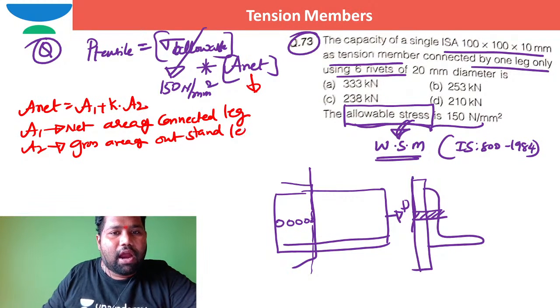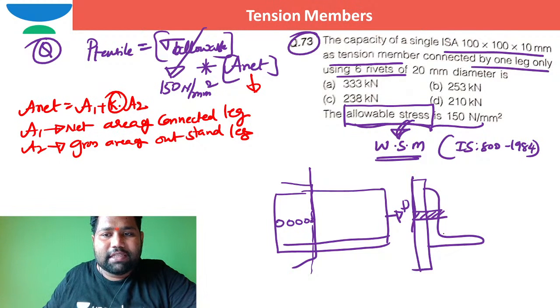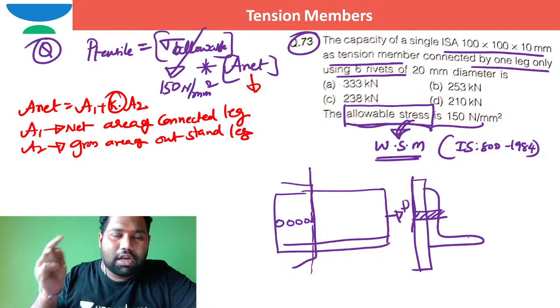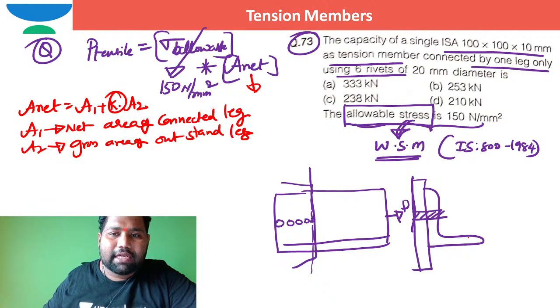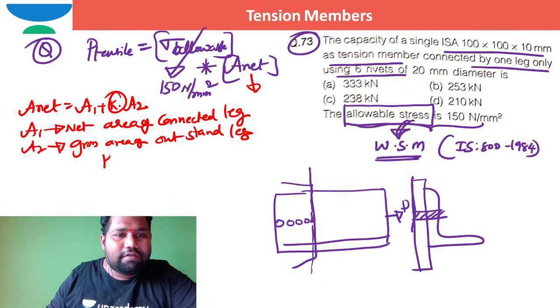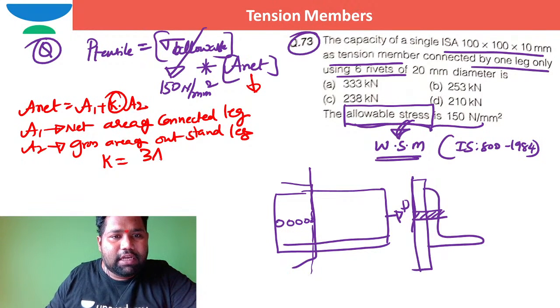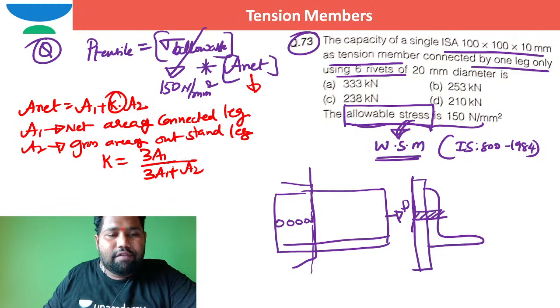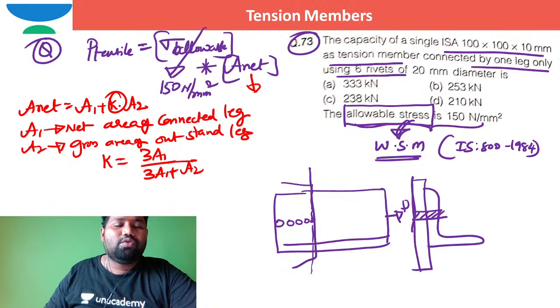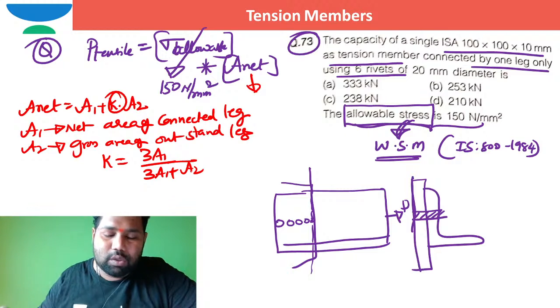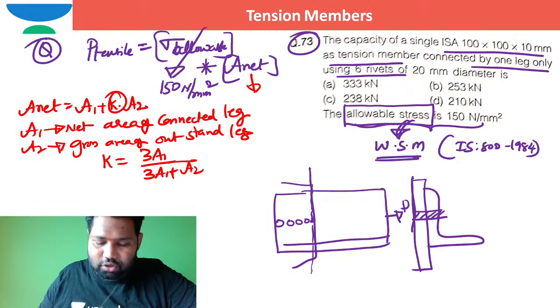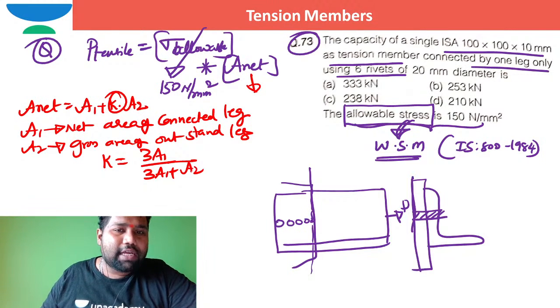And if I want to work out K, when one single angle is connected, or when double angles are connected on either side of the gusset plate, then in such case the value of this K factor is 3A1 by 3A1 plus A2. See, if you are able to substitute A1, A2 properly, the problem is over. Can you work out what is this A1?